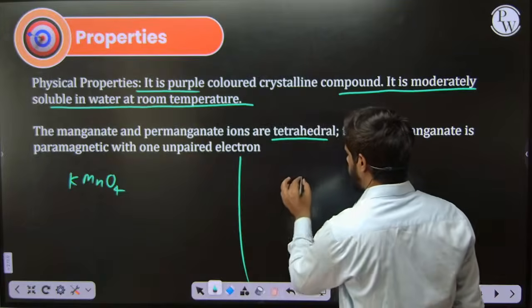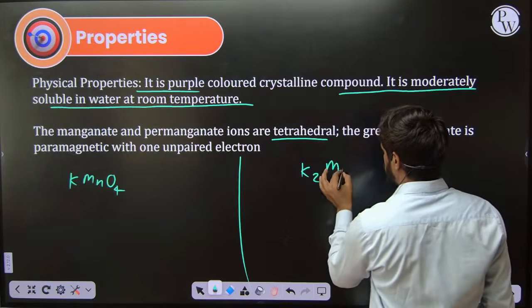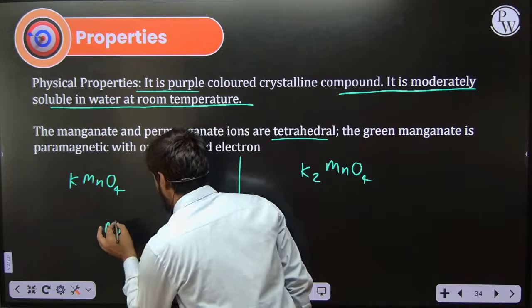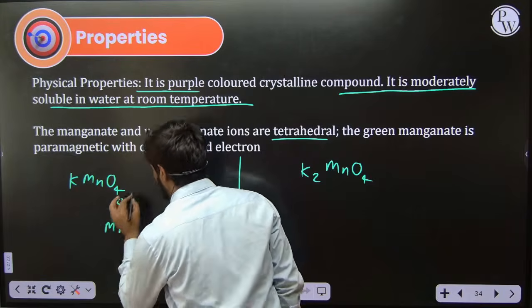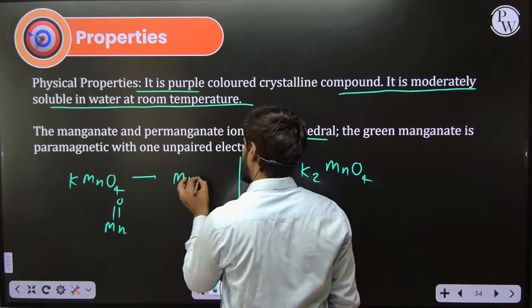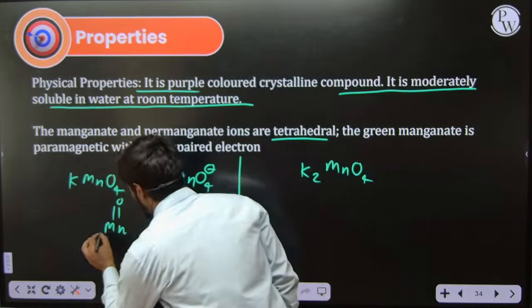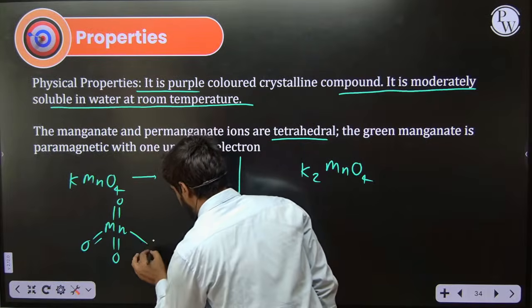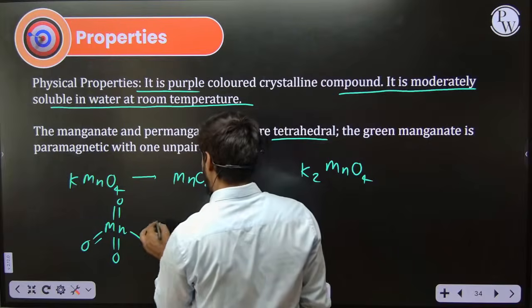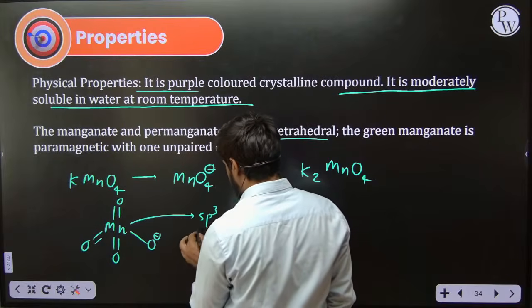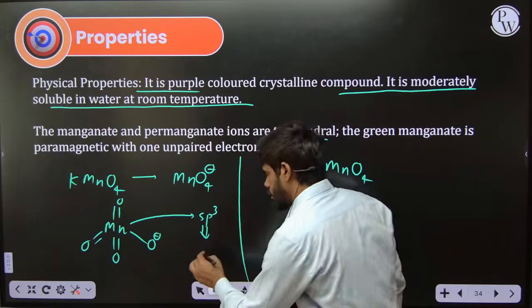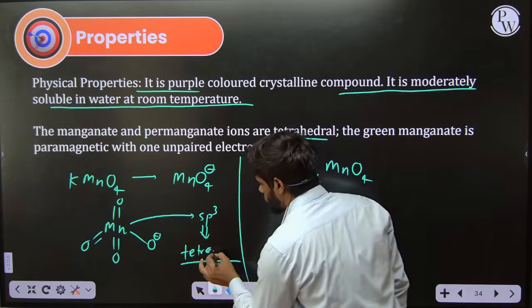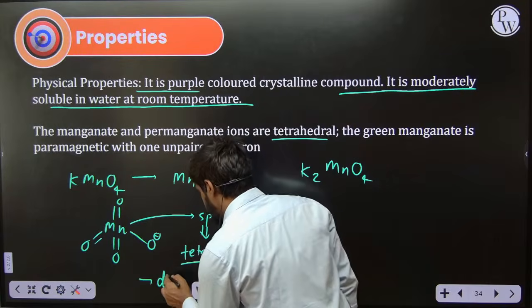So if I take permanganate and manganate, that is K2MnO4 and KMnO4. So KMnO4, it is a what? MnO4. If I make ions, that is MnO4 minus. MnO4 has 4 oxygens, 3 oxygens are double bonded, 1 oxygen has a negative charge, and resonance will be there. There are 4 sigma bonds, so we can say it is sp3, and it is tetrahedral. And this is also diamagnetic.